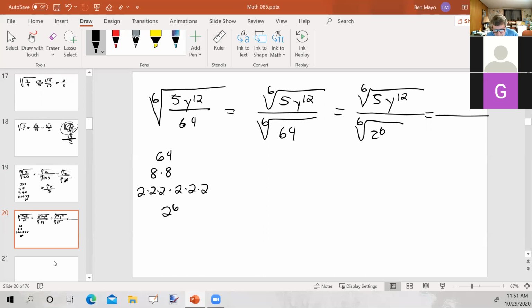So far, so good? Yes. What's the sixth root of 2 to the 6th? 2. And that 2 is outside. Now, let's take a look at the numerator. I can't do anything with the sixth root of 5, but what's the sixth root of y to the 12th? Y squared. And that would be outside, and then the sixth root of 5. So we've got y squared, sixth root of 5, all divided by 2.